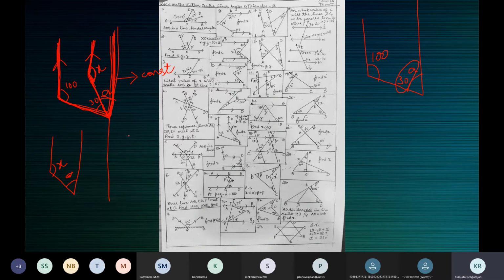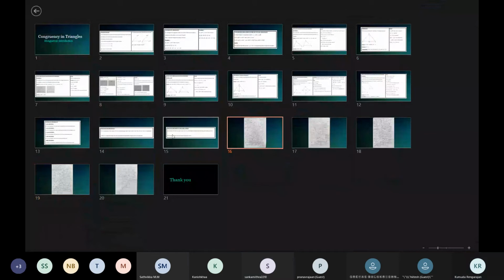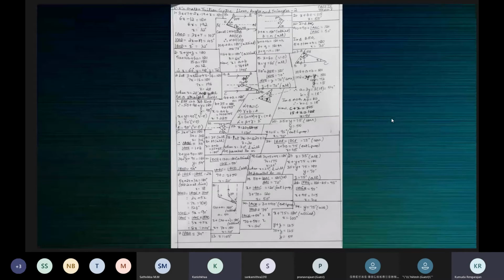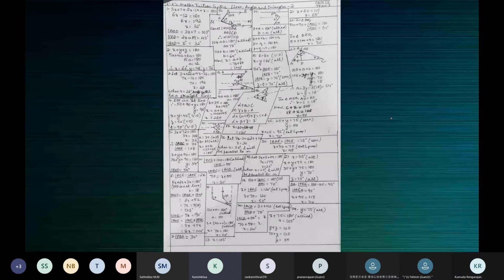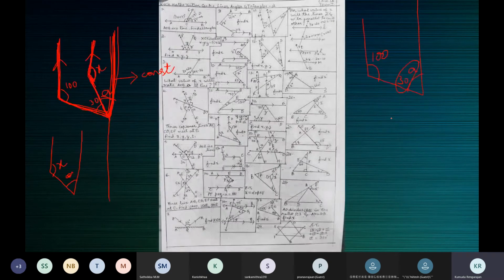How many of you got 130? Ma'am, I got it. Satvik has it? Yes, ma'am. Okay. Sangamitra, which one? Ma'am, again I made the same mistake. Co-interior angle, sorry. I think I've not worked the alternate question.